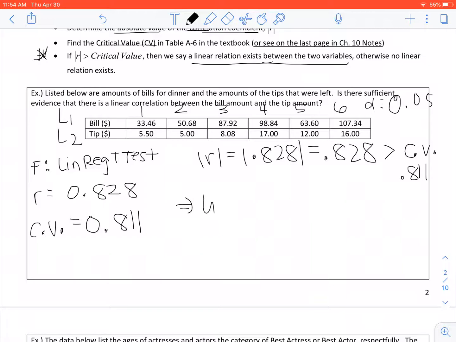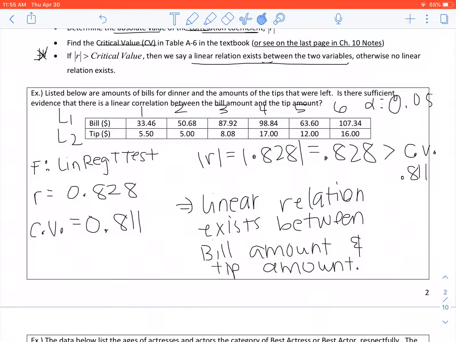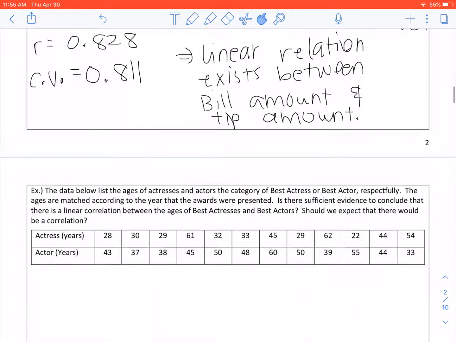So a linear relation exists between the two variables, which is going to be between the bill amount and tip amount. And you would think that there would be, just because if your bill goes up, your tip should go up too. So on to the next page.